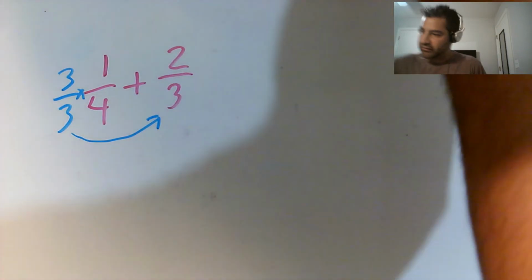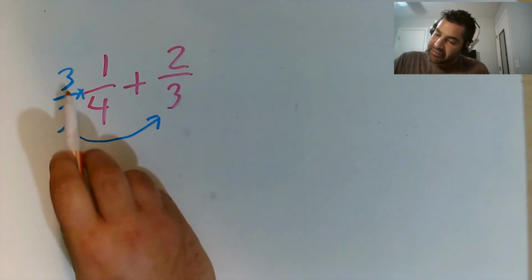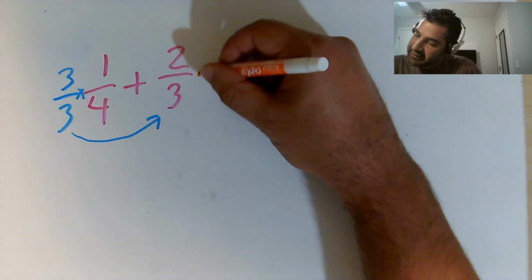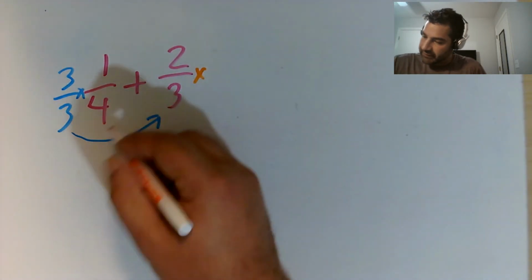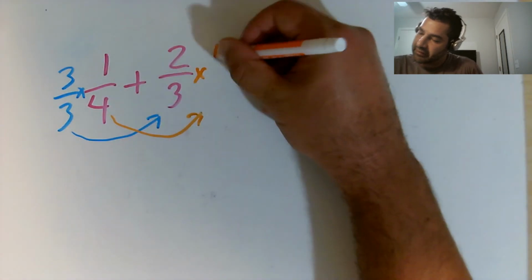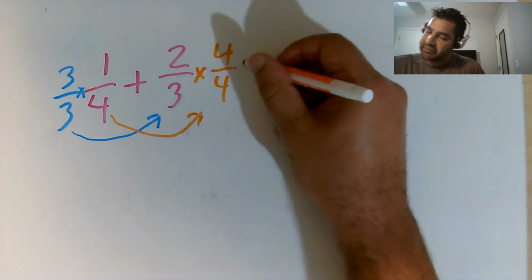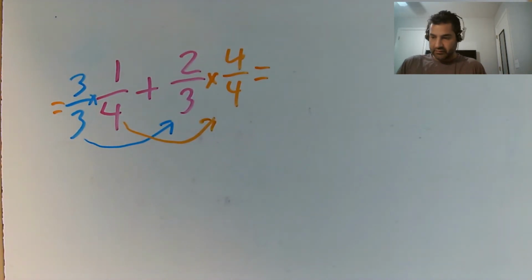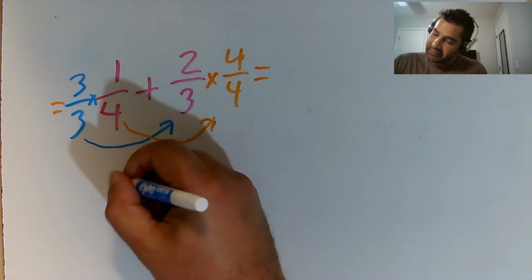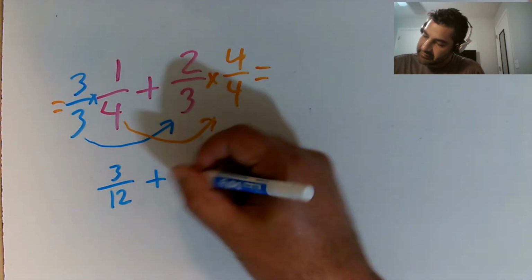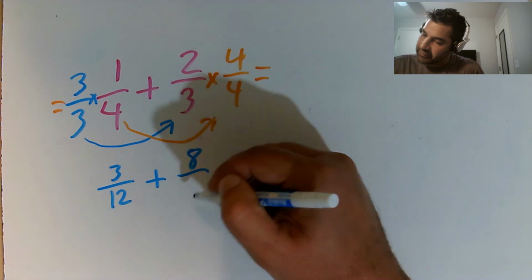And now you'll multiply 3/3 times 1/4. And what do you think you should multiply 2/3 by? By 4/4. Because you could just multiply it by 1. You know, 3/3 is 1. 4/4 is also 1. So we get, I'll just write in the next line, 3 times 1 is 3. 3 times 4 is 12. 2 times 4 is 8. And 3 times 4 is 12 again.